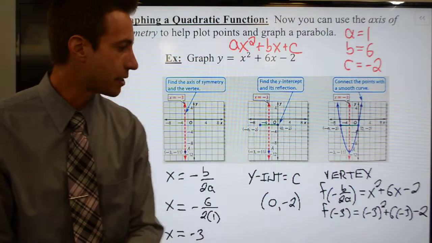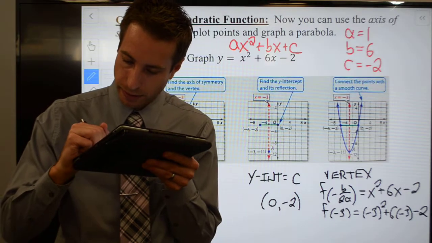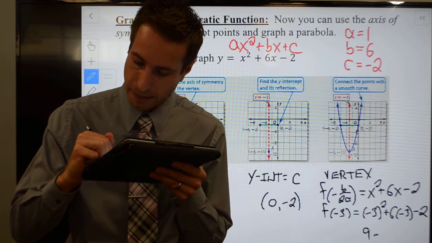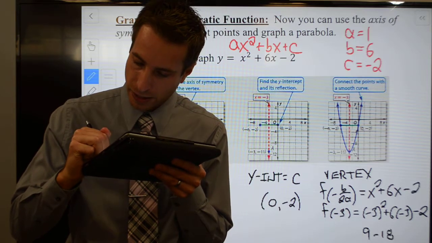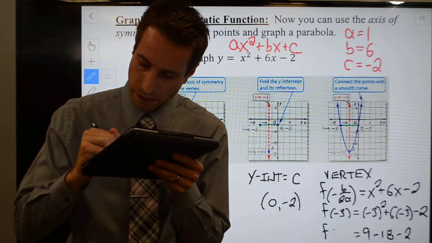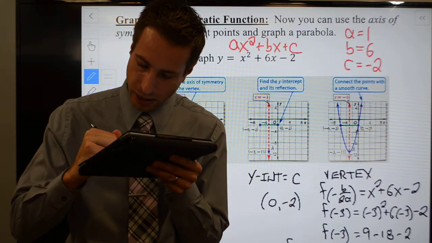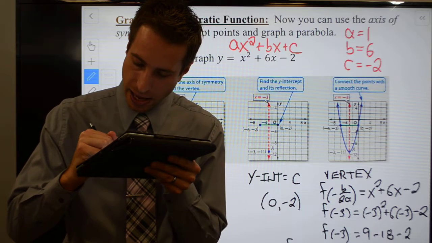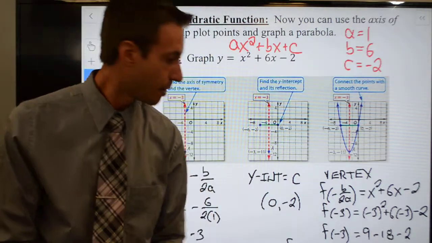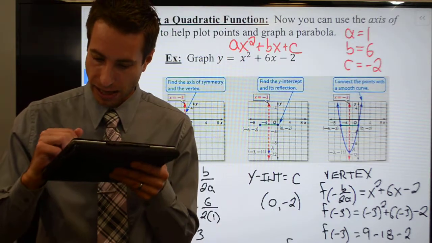Let's go ahead and do a little bit of mental math here. A negative 3 squared would be a 9. 6 times a negative 3 would be a minus 18. Subtract 2. Again, that's all equal to f of minus 3. And we wind up getting f of negative 3. Well, minus 18 minus 2 would be a minus 20. You add 9 to that, right? And you should get minus 11.